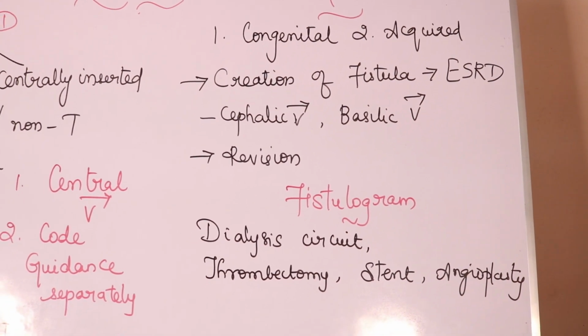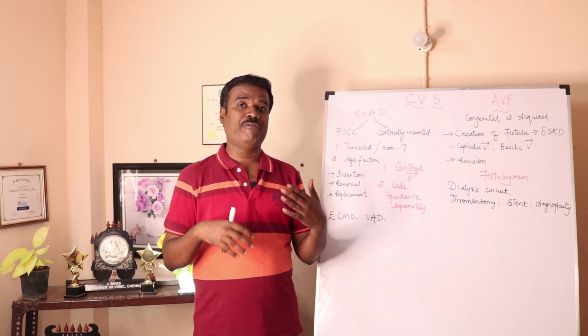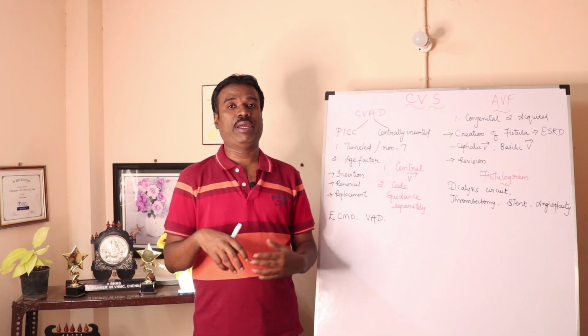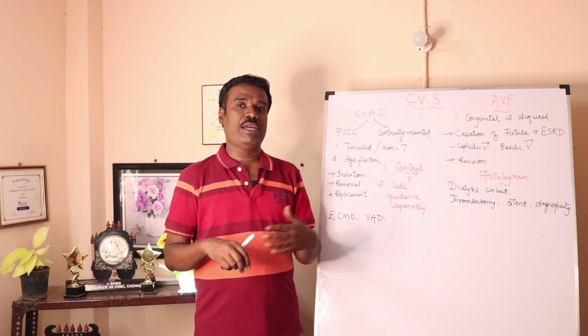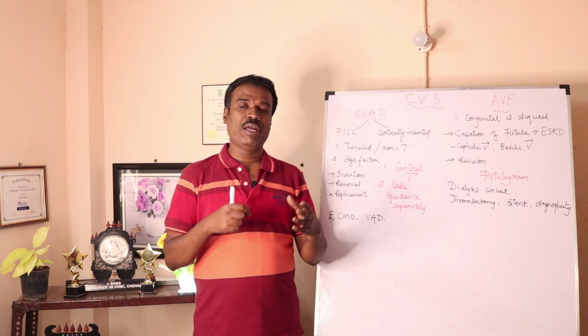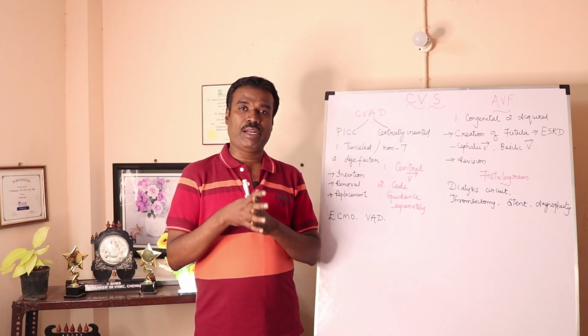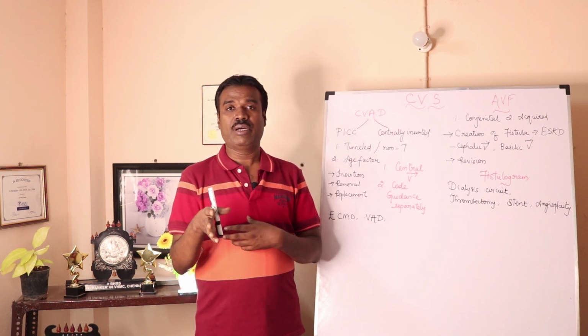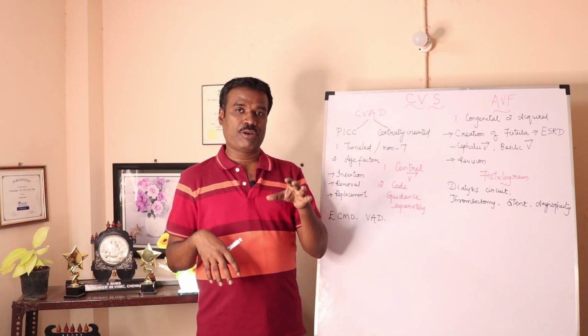Our next topic is AVF. AVF means an arteriovenous malformation or an arteriovenous fistula. When we talk about this AVF, it is an anomaly of the blood vessels where the artery is in direct conjunction with the vein. What happens because of that?